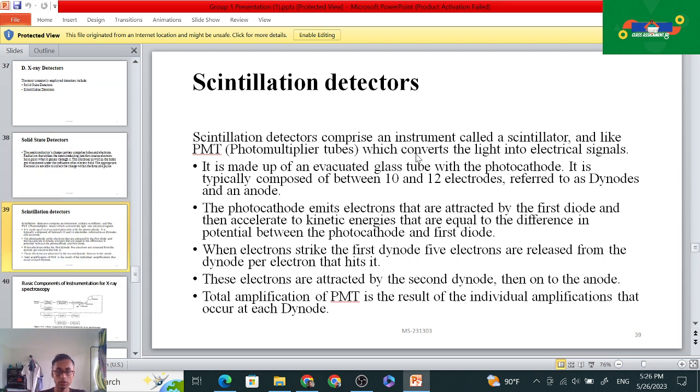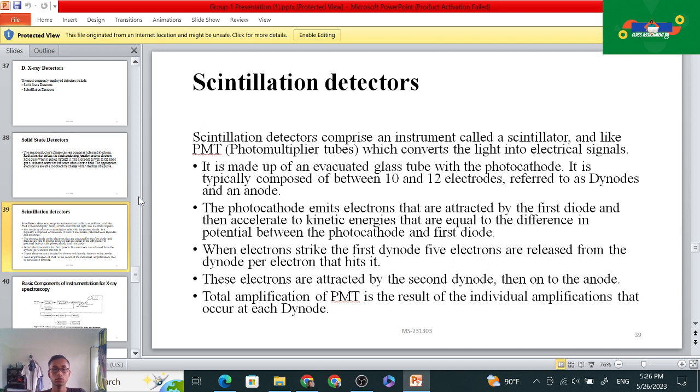And the scintillation detector comprises an instrument called the scintillator, and a PMT or photomultiplier tube, which converts the light into electrical signals. It is made up of an evacuated glass tube with the photocathode, and it typically comprises between 10 to 12 electrodes referred to as the dynodes and anodes.